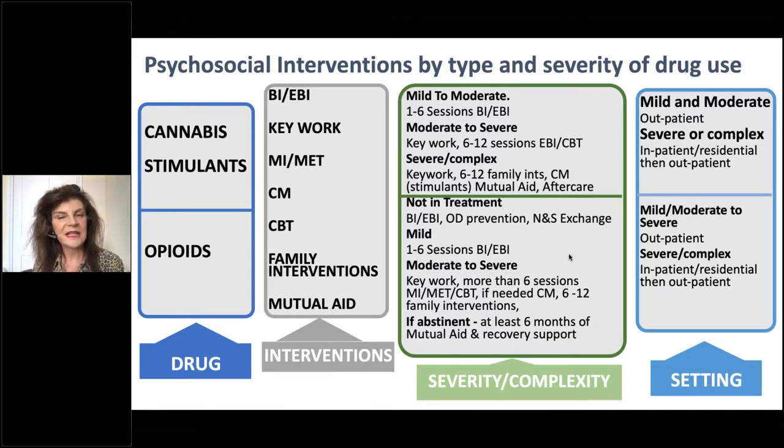With opioids, following this through, if somebody's not in treatment, the interventions recommended may be brief interventions, overdose prevention, needle and syringe exchange. If somebody's got a mild problem, we're looking at 1 to 6 sessions, a brief intervention or extended brief intervention. And then as they're moving into moderate or severe and complex, you're stepping up the amount of psychosocial interventions provided to meet their needs. And then in terms of settings for opioid use disorders, for people with mild to moderate or even severe issues, they can be treated in an outpatient setting, with inpatient or residential treatments really reserved for those with the most severe or complex need, and that would always need to be followed in an outpatient setting. Okay, so it's quite complicated.